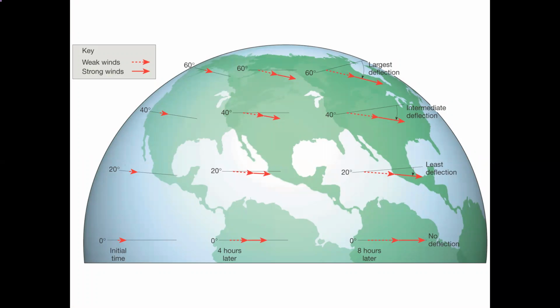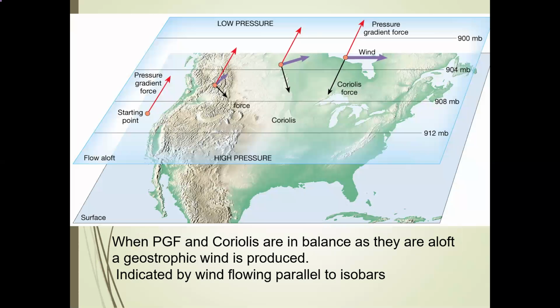And it not only happens if something is moving from north to south or south to north, it will happen if something is moving from west to east or east to west. So when PGF and Coriolis are in balance with each other, as they are higher up in the atmosphere, there is something called a geostrophic wind that's produced.